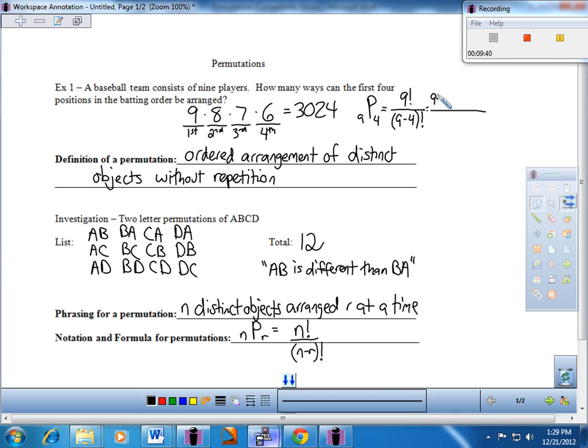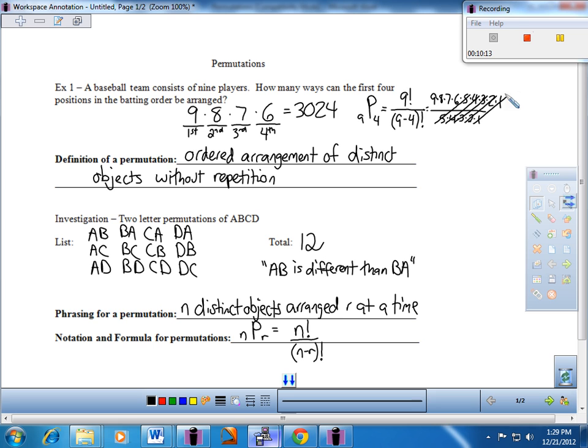So 9 factorial, of course, everyone, is this. 9 times 8 times 7 times 6, right down the line. Everyone, if you would, put that on your paper. There's your 9 factorial. Now, the 9 minus 4 is obviously 5. 5 factorial is going to be 5 times 4 times 3 times 2 times 1. Now as you can see, numerator and denominator here, some good things are going to happen. Common factors, everyone, cancel.